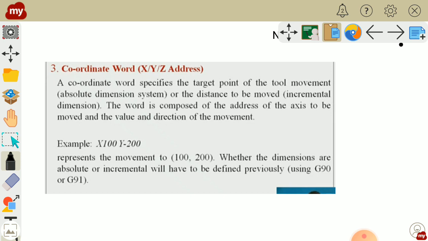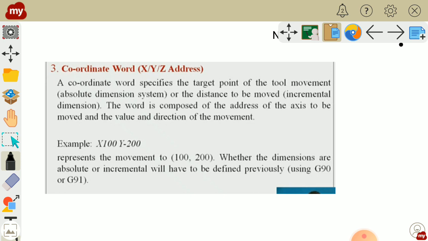Whether the dimensions are absolute or incremental, we have to define previously using G90 or G91. That means G90 and G91 are the codes for absolute and incremental. Right. Then accordingly, X100 and Y200 means in the X direction it will be 100 mm and in the Y direction 200.